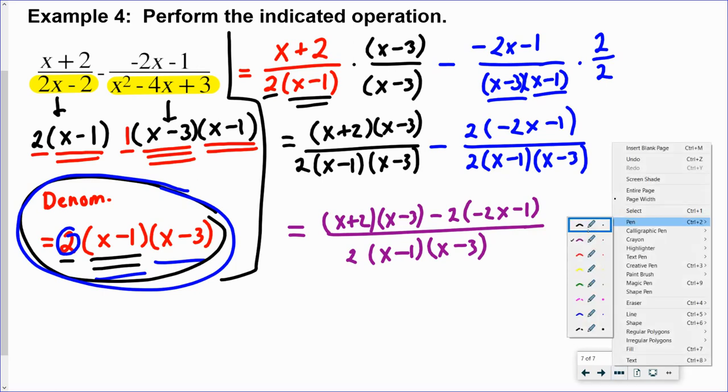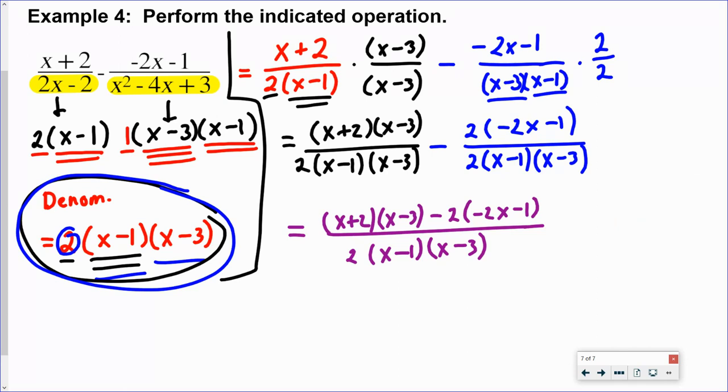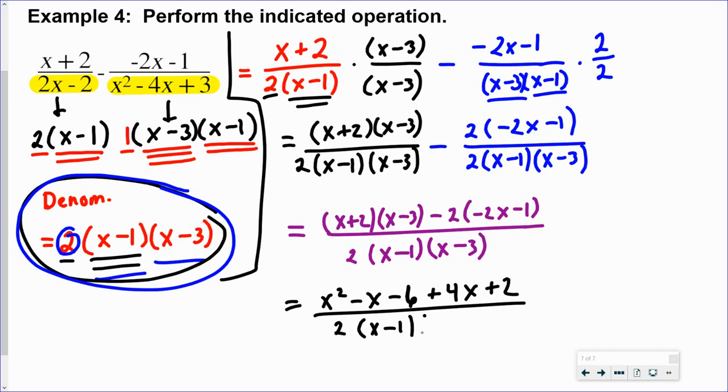What I'm actually going to do is start multiplying out this numerator. So x times x is x squared. X times negative 3 is negative 3x. 2 times x is 2x. So that's going to give us a negative x. And then 2 times negative 3 is negative 6. I'm going to do the same over here. I'm going to distribute the negative 2. So negative 2 times negative 2x is positive 4x. Negative 2 times negative 1 is positive 2. And that's going to be all over 2 times x minus 1 times x minus 3. All right, so we're getting there.